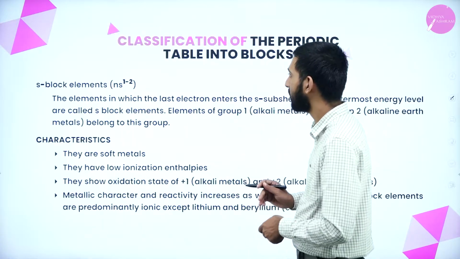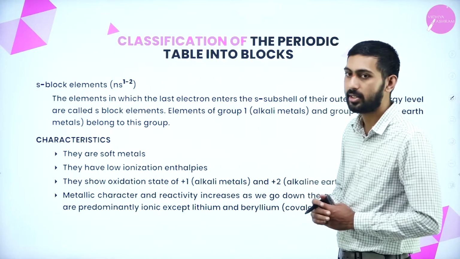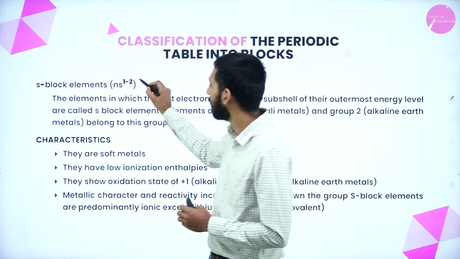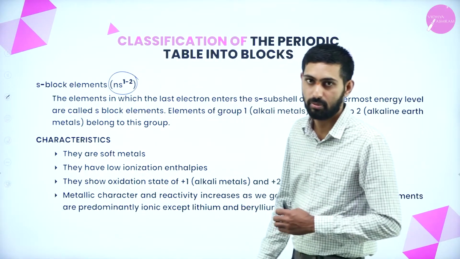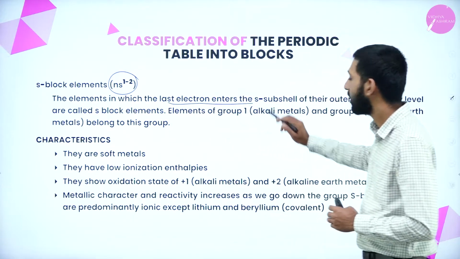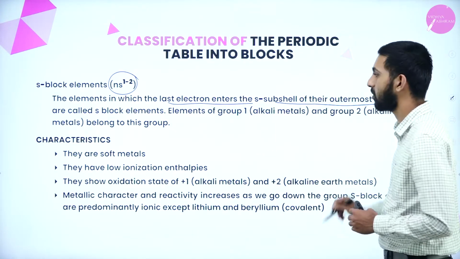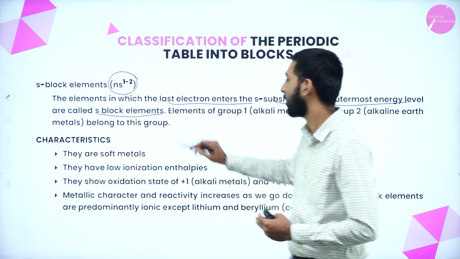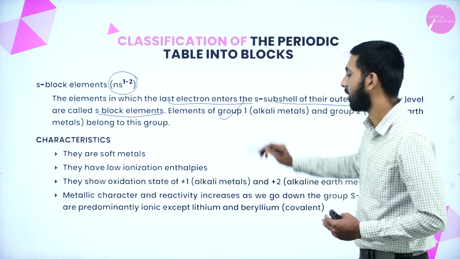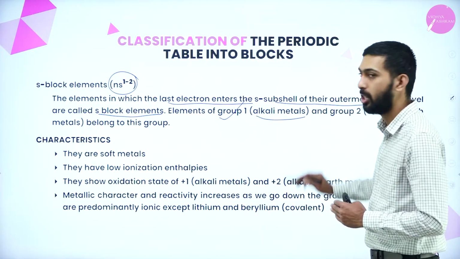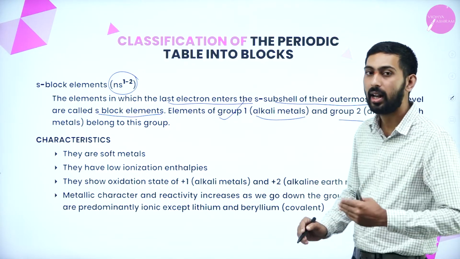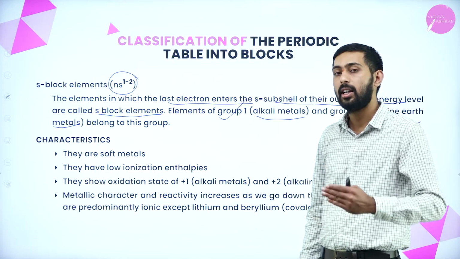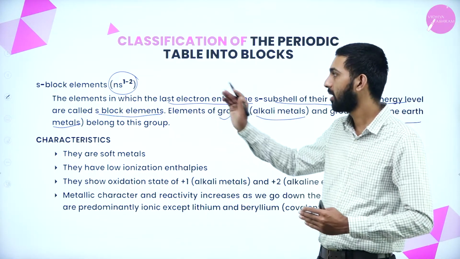Okay. Next thing is S block elements. Now let us study S block elements. Here the general electronic configuration is ns1 to 2. The last electron enters the s subshell of the outermost energy level, and they are called S block elements. The elements of group 1 are called alkali metals, and group 2 are called alkaline earth metals, and they belong to this block.